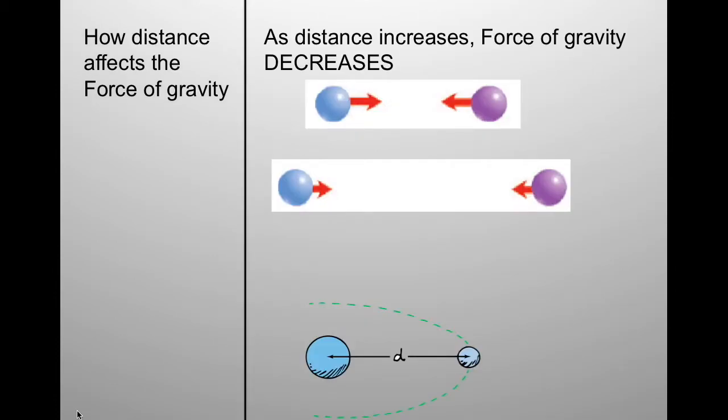Distance is the second factor on how strong gravity is, and it states that as distance increases, the force of gravity decreases. Given this diagram, you see that the masses of two objects are the same. The distance starts off closer, and then the objects are pulled further apart. You would take the distance from the center of each of the masses, and what you would notice is that the force of gravity, or the pull on one object from the other, is going to weaken.